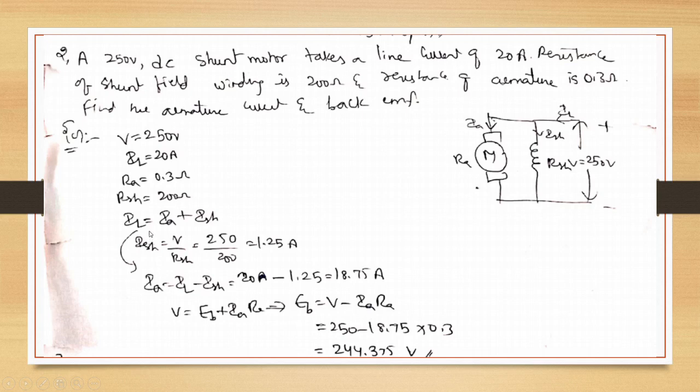So what are the values given? The IA value is not given directly. We have to calculate it from the equation IL is equal to IA plus ISH. We can write the equation for IA as IL minus ISH. IL is given as 20 amps. ISH we calculate by V by RSH. So 20 minus 1.25 gives us the value of armature current. Substitute all the values, and we will get the value of EB.